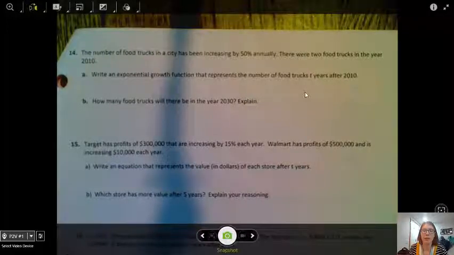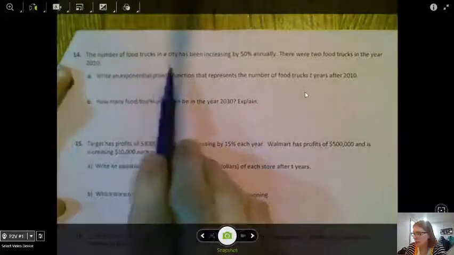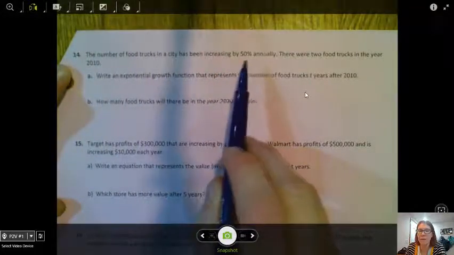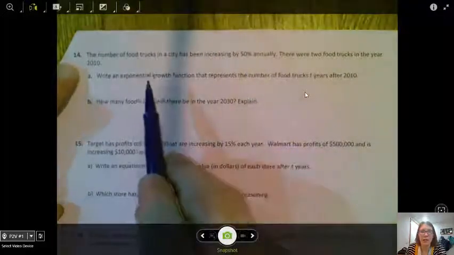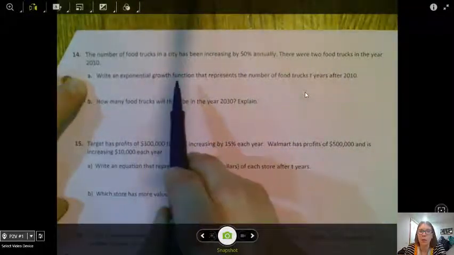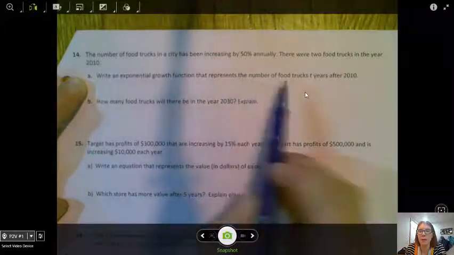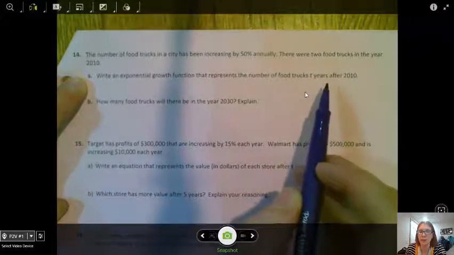Okay, the last page here we have some word problems to do. Number 14 says the number of food trucks in a city has been increasing by 50% annually. There were 2 food trucks in the year 2010. Write an exponential growth function that represents the number of food trucks T years after 2010.